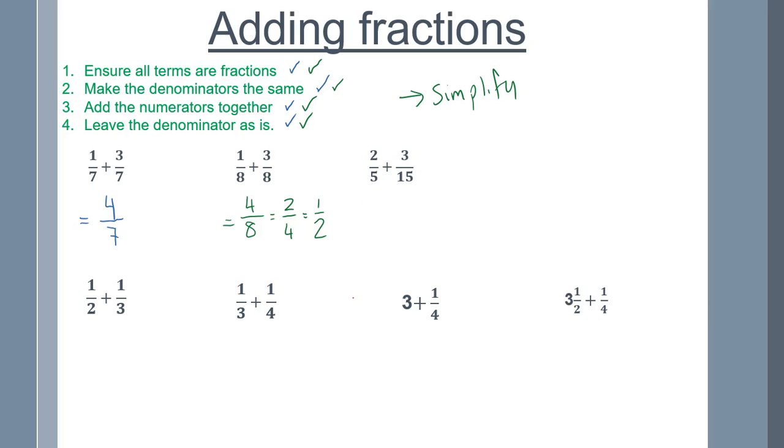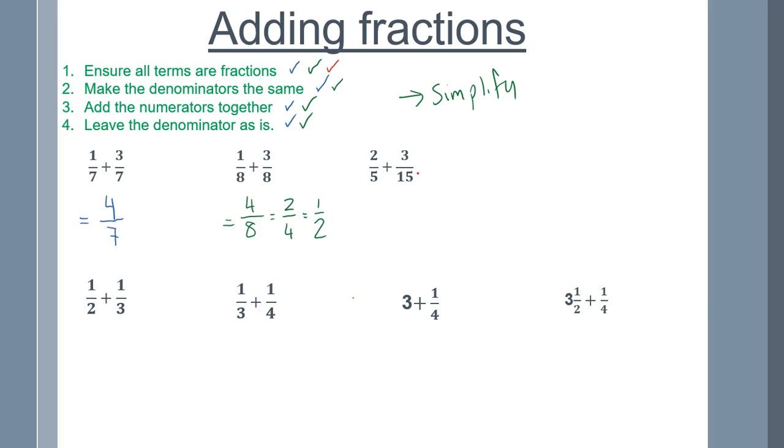So let's go again with this one. Step number 1, ensure all of them are fractions. Yes, tick. Make all denominators the same. We've got a problem. We need to make the denominators the same, and we can only do that using multiplication or division, and we only normally use multiplication. So we're going to do it 2 different ways. I'm going to do it first by changing this fraction and then again changing this one.